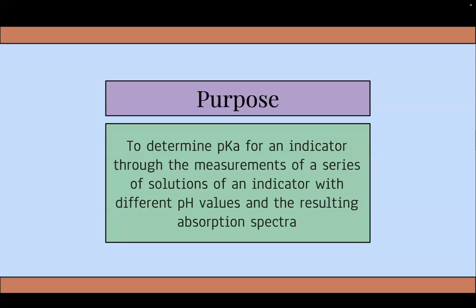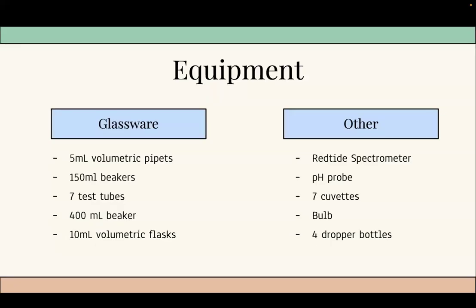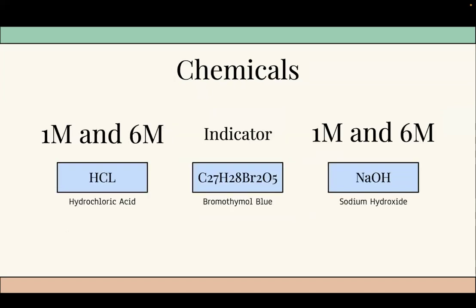So for the equipment for this experiment, we used a 5 milliliter volumetric pipette, 150 ml beakers, 7 test tubes, a 400 ml beaker, 10 ml volumetric flasks, a wet tank spectrometer, a pH probe, 7 cuvettes, a bowl, and 4 dropper bottles. We also used 1 molar and 6 molar hydrochloric acid, bromothymol blue for the indicator, and 1 molar and 6 molar sodium hydroxide.